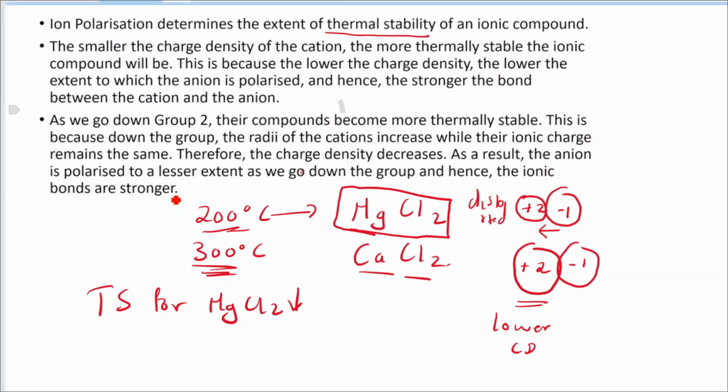So that's why we see that as you go down the group, so you have magnesium, you have calcium, and so on, as you go down the group, the thermal stability increases. Why does it increase? Because the ion polarization is less as you go down the group. And why is the ion polarization less? Because the charge density is less, and hence they are more thermally stable.